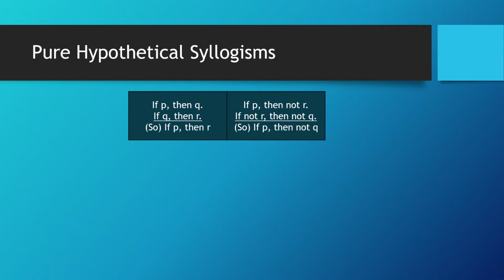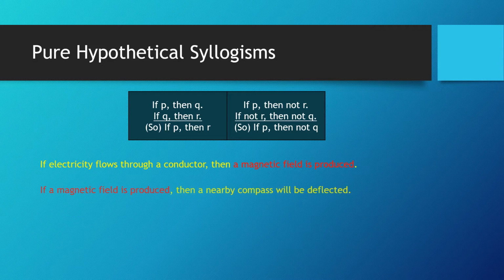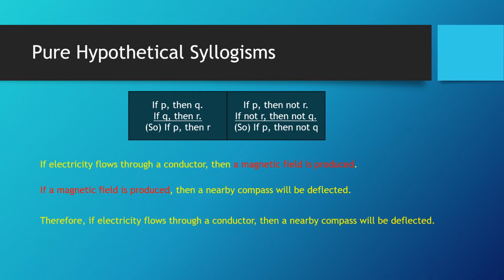If electricity flows through a conductor, then a magnetic field is produced. If a magnetic field is produced, then a nearby compass will be deflected. Therefore, if electricity flows through a conductor, then a nearby compass will be deflected. Both of the premises here, as well as the conclusion, are conditionals.